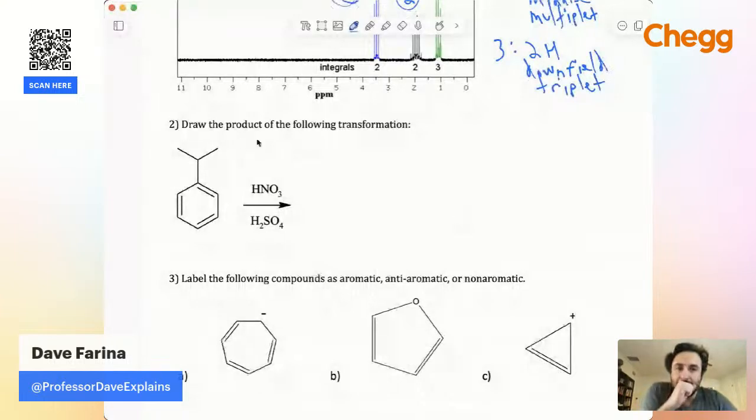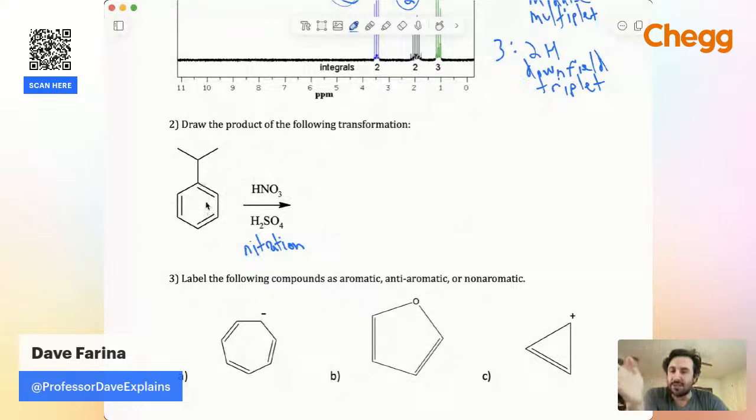So number 2, draw the product of the following transformation. So we have this substituted benzene, isopropyl benzene. And these are the conditions for nitration. Okay. So we are going to nitrate this substituted benzene. So that means we're going to put an NO2 group on there. Now, the question is where?